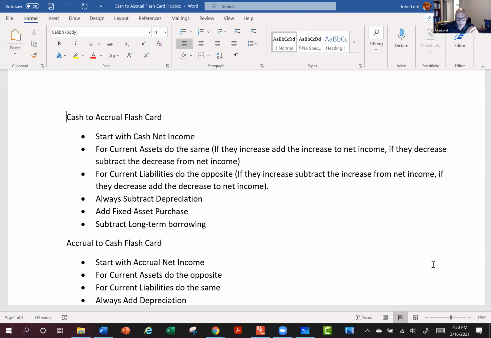Add fixed asset purchases. Okay, what happens? They're going to have a fixed asset purchase. They're going to treat it as what?